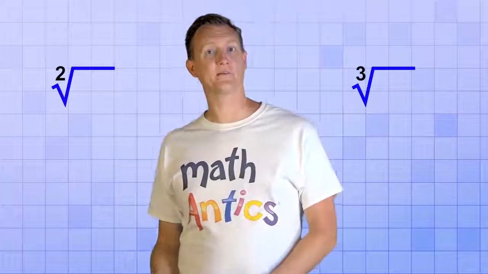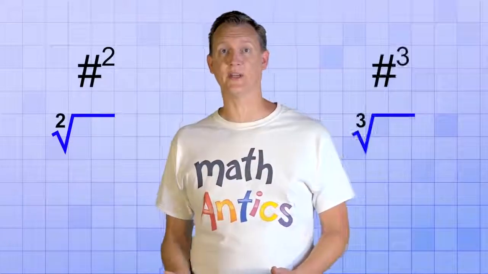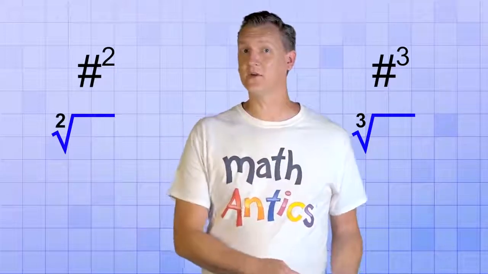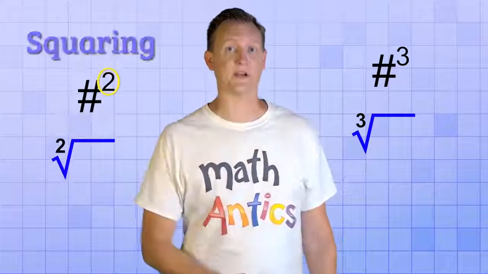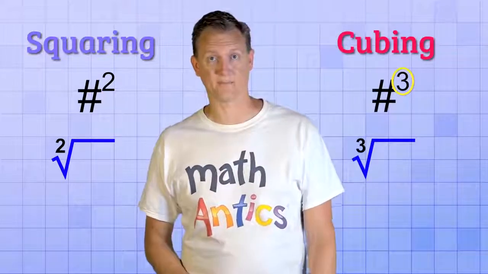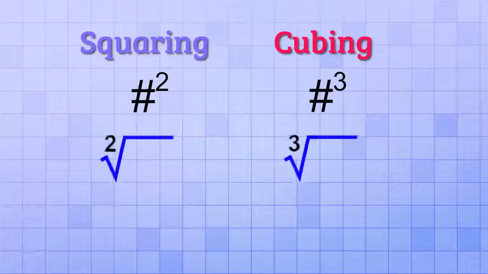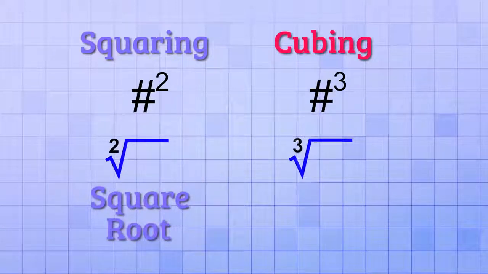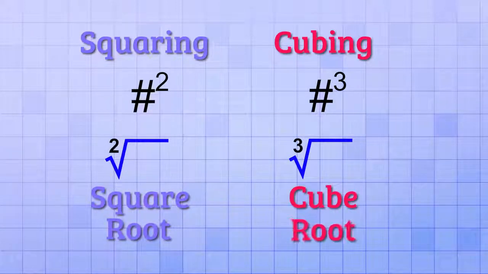Do you remember in the last video, we learned that 2 and 3 are the most common exponents? So common, in fact, that they even had special names. Raising a number to the second power was called squaring it, and raising a number to the third power was called cubing it. Well, it's the same with roots. Since the roots 2 and 3 are the most common, they get special names also. The second root is called the square root, and the third root is called the cube root.